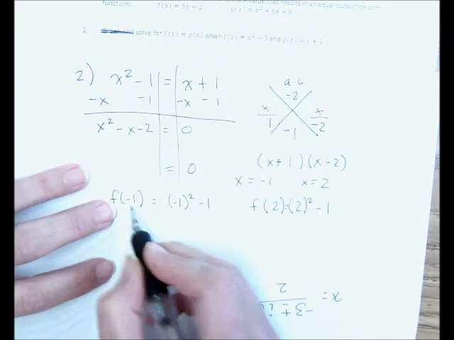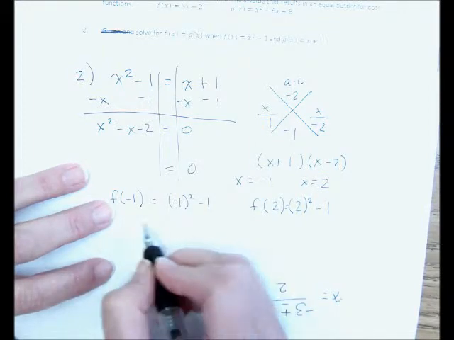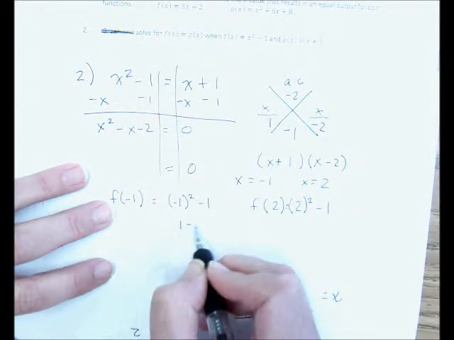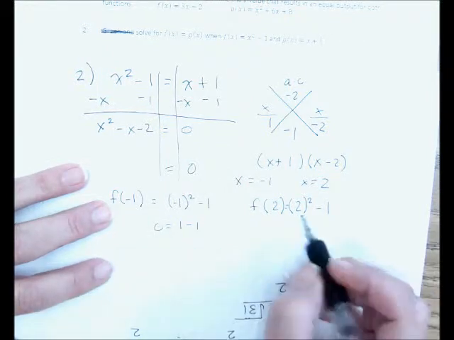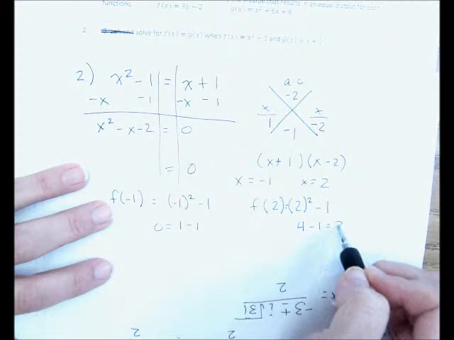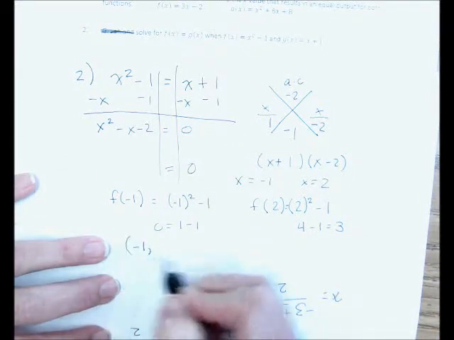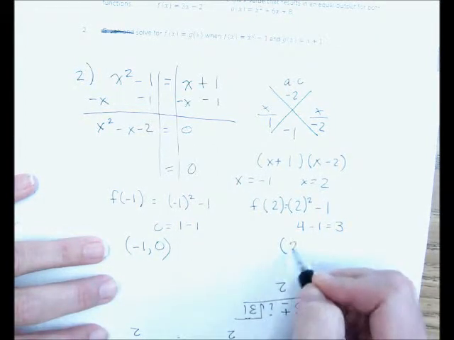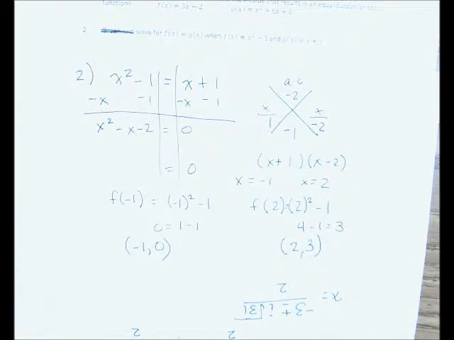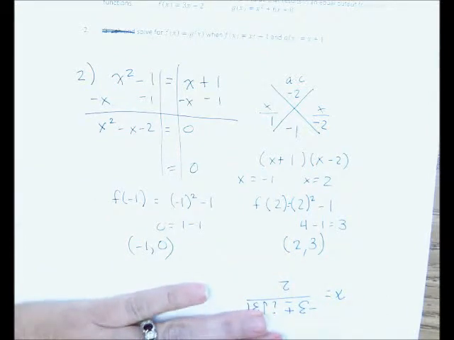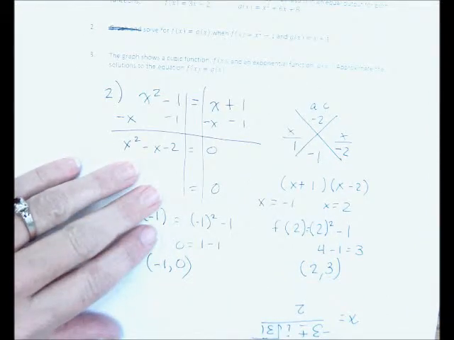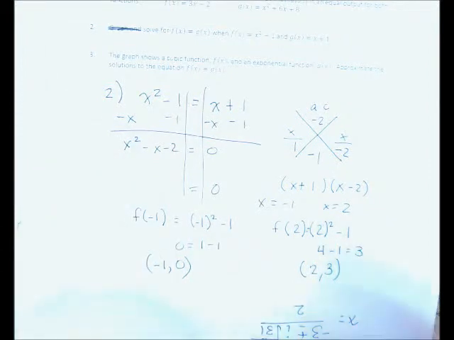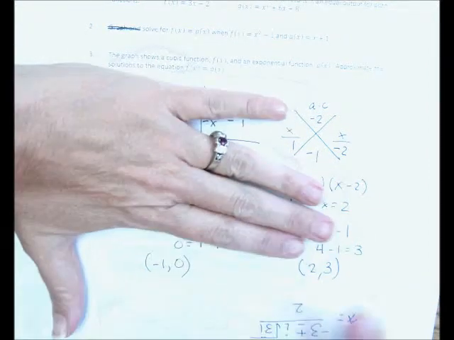So when x is equal to negative 1, f of x is going to equal 1 minus 1, and so that's equal to 0. And then 4 minus 1, and that's equal to 3. So my points of intersection are (-1, 0) and (2, 3). That tells me I'm going to have an intersection of my two graphs at (-1, 0) and (2, 3). Looking at the degree of my polynomials, that doesn't give me my roots or anything, but you can definitely see that that is the solution to the problem.